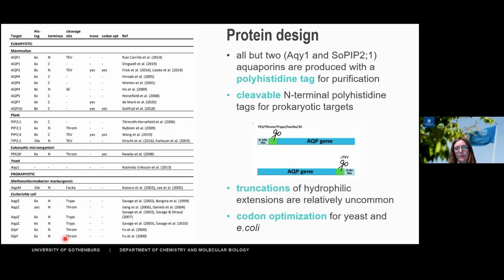Other common tricks to succeed with production and also crystallization is to truncate the hydrophilic extensions. And this is also applied to some extent for the aquaporins, but it's not that common. Another optimization process is the codon optimization to get a more efficient transcription event. And this is also used for the aquaporins to some extent, but not in all cases.